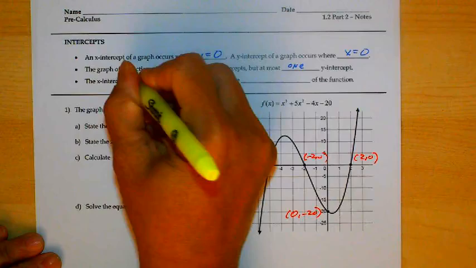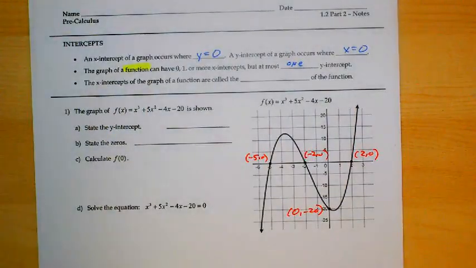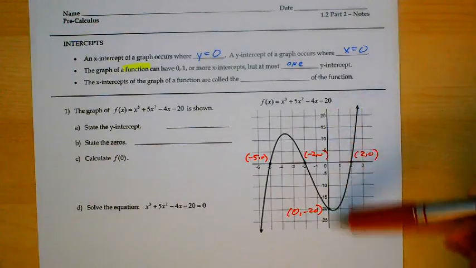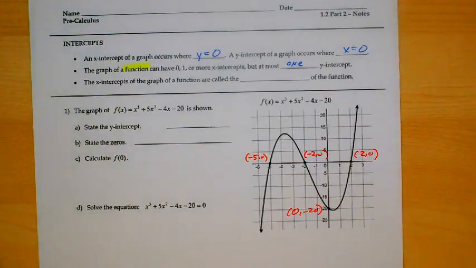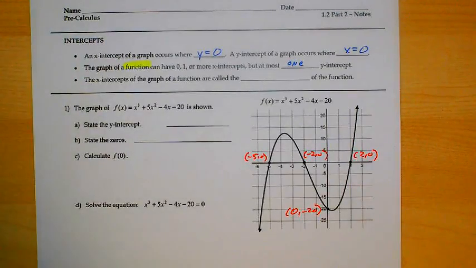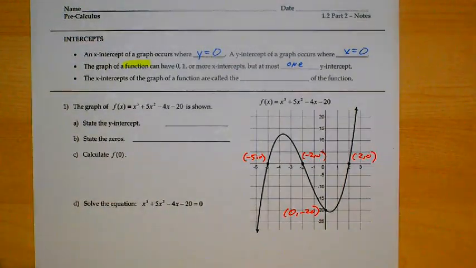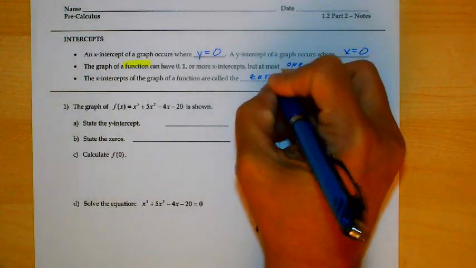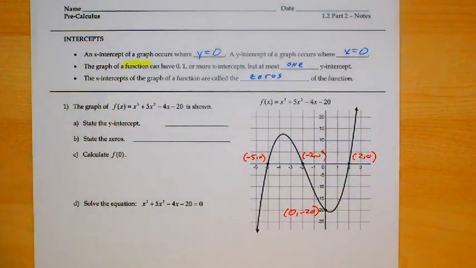And remember, if we're calling it a function, it passes something called the vertical line test. So if there was maybe another y-intercept somewhere else along this graph, that would certainly fail the vertical line test. And x-intercepts of the graph of a function are also called the zeros of a function. And that's the point of what we're going to look at here today.